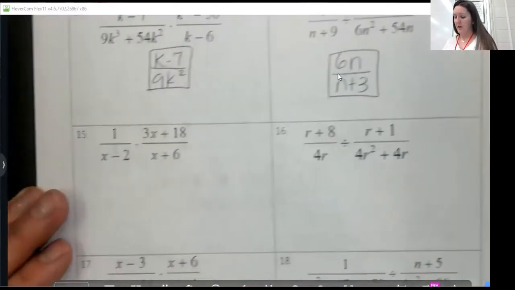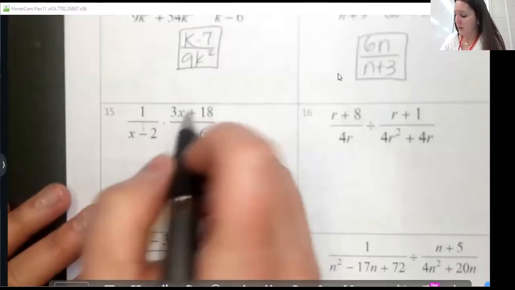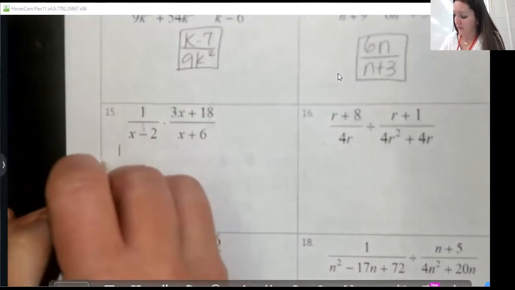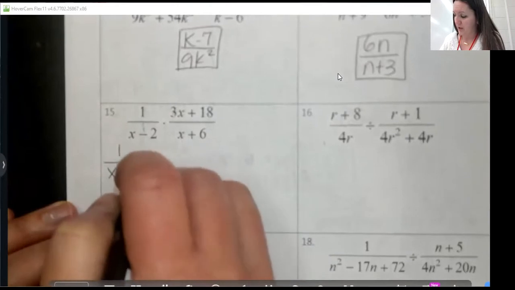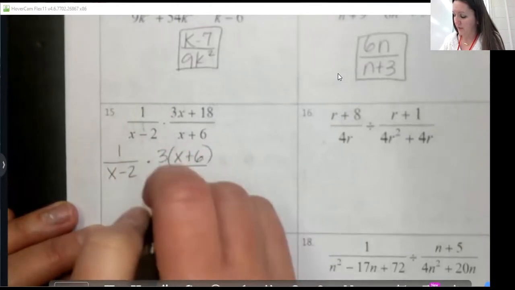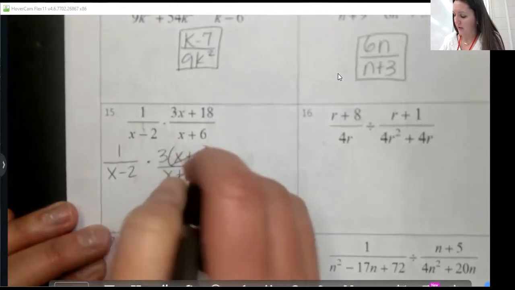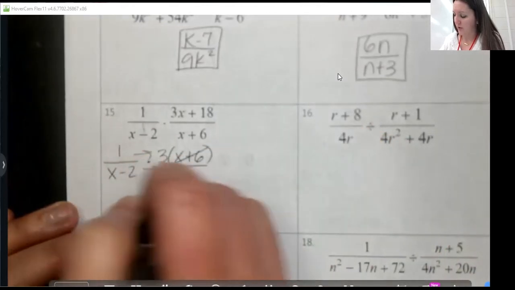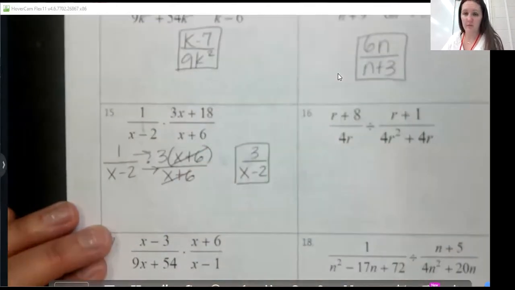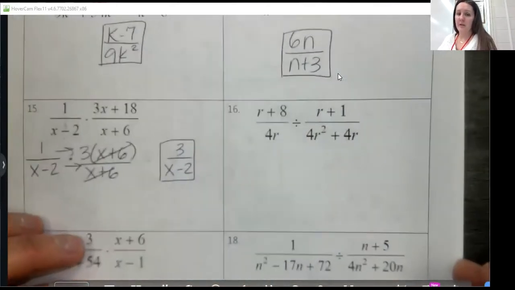Okay. All right, here we're multiplying straight across, but I'm going to factor first. These are already in factored form, but I'm going to factor this. So we have 1 over x minus 2 times 3x plus 6 over x plus 6. Look at that, those cancel, multiply straight across, 3 divided by x minus 2. That's your answer. All right, next one we're dividing.